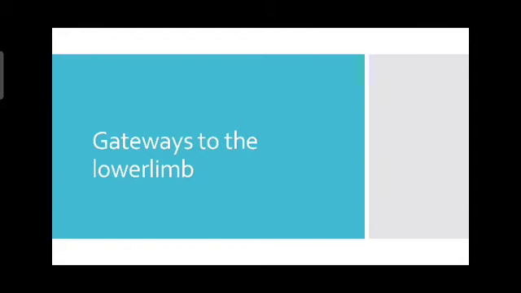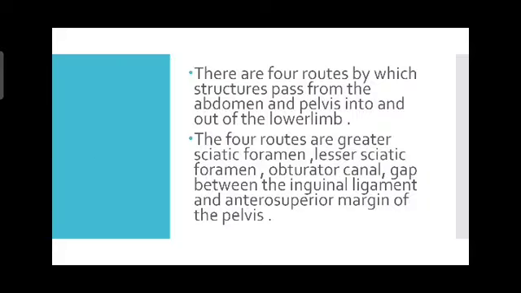Okay, gateways. What does it mean? It is the way or route by which structures pass from one region to the other. The structures may be arteries, veins, nerves, or maybe muscles also. In the lower limb we have four routes by which structures pass from the abdomen and pelvis into and out of the lower limb.